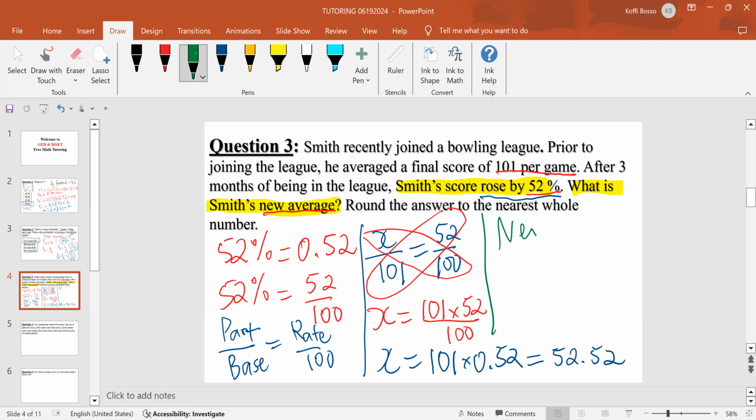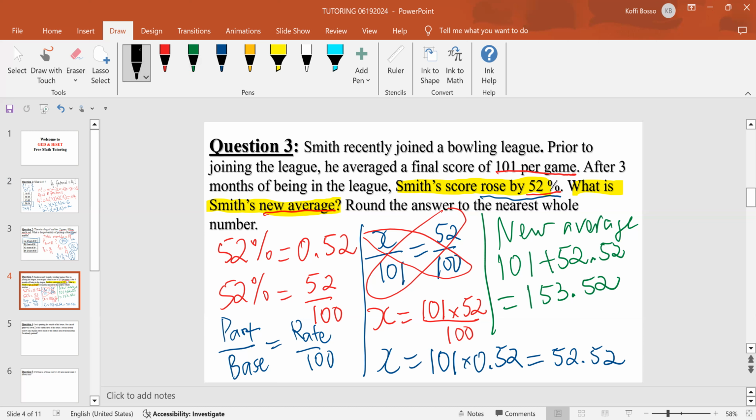So the new average is 101 plus 52.52. If you do that calculation, you get 153.52. But this is not yet the final answer, because they say, round the answer to the nearest whole number. What is the nearest whole number?